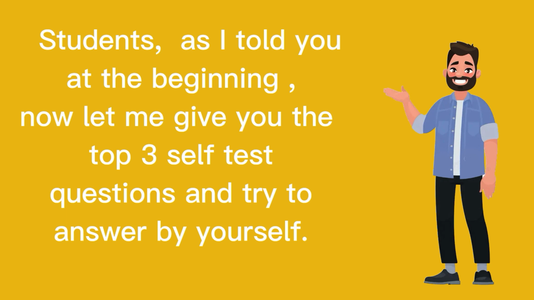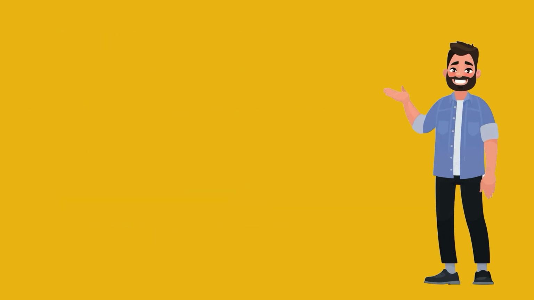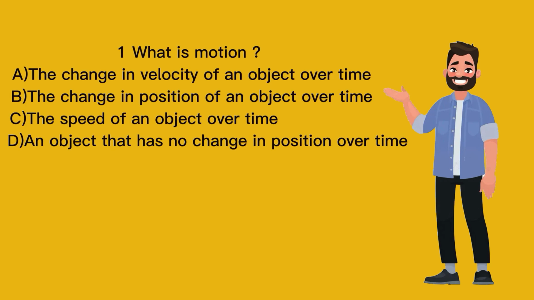Students, as I told you at the beginning, now let me give you the top 3 self-test questions and try to answer by yourself. As you observe from the given, the first question states: what is motion? A. The change in velocity of an object over time. B. The change in position of an object over time. C. The speed of an object over time. D. An object that has no change in position over time.